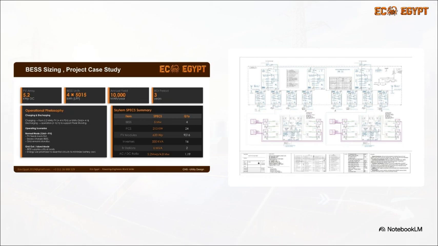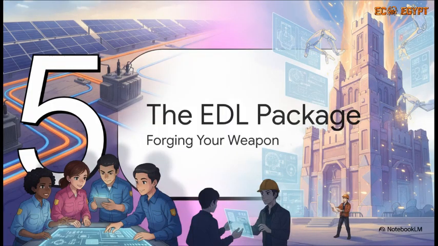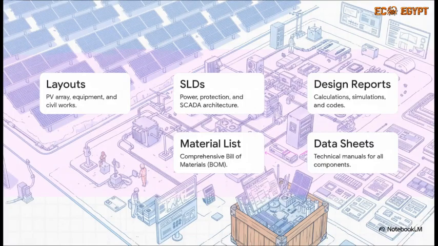Finally, Section 5, the engineering deliverable list, forging your final weapon. So, you've done the math and stabilized the grid. How do you actually hand this over to the client? You build the EDL, organized into 5 distinct categories. First, layouts, covering PV, equipment, and civil works. Second, the SLDs, detailing power, protection, metering, auxiliary circuits, UPS, monitoring, and SCADA architecture.